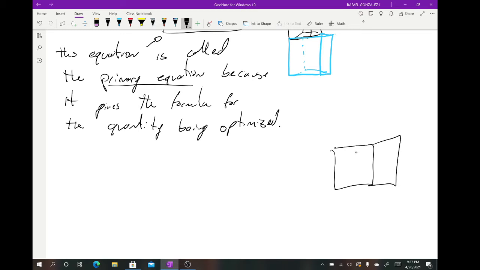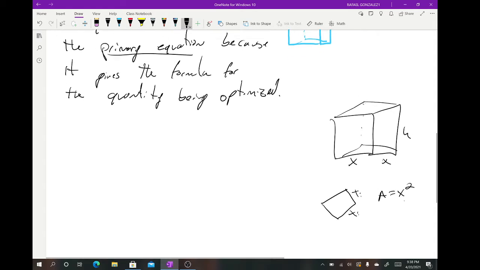So it doesn't have a top, but this side is x, this side is x, and the height is h. We know that the base of the box has area x squared because it's length times width, and if you just put it flat on the table, the sides are the same, so you just multiply them and you get x squared.